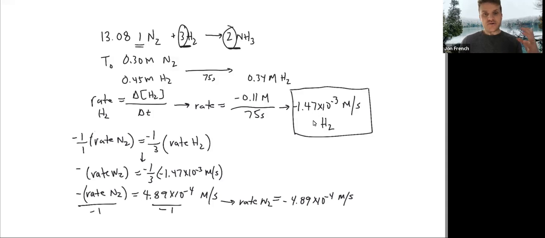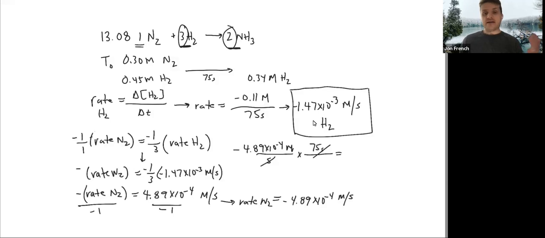Now we want to know how much nitrogen has changed after 75 seconds. So actually the first time I was working with this question with a student, I thought it was asking for like the final concentration, like how much nitrogen was left, but it's actually just asking for the change, right, as it reads. So to do that, all we have to say is, well, okay, the rate is 4.89 times 10 to the minus 4 molar per second, and that reaction runs for 75 seconds. So when we multiply this by 75, we're going to get the change in concentration.